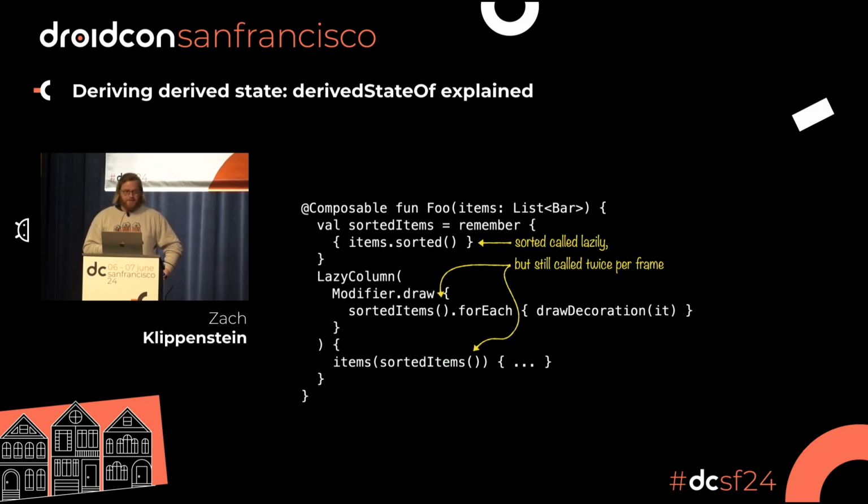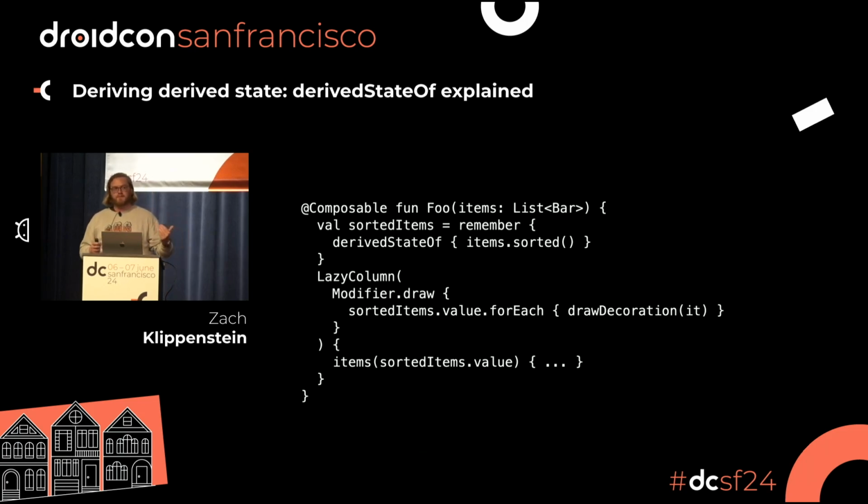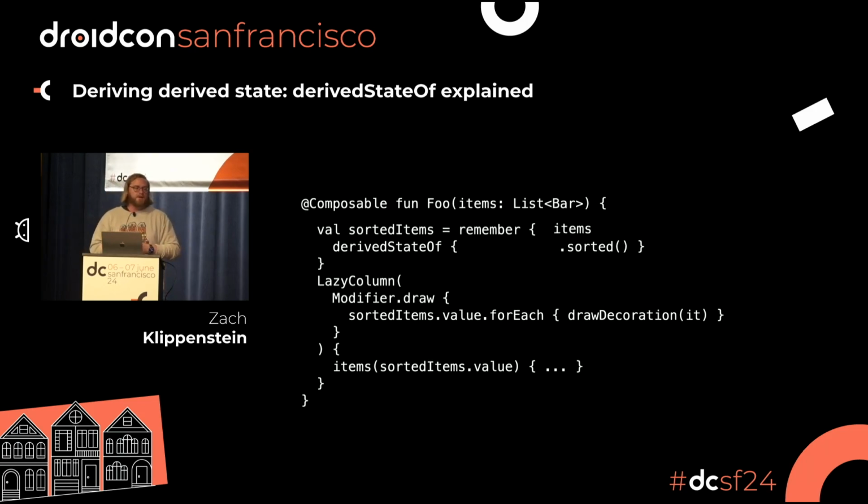So derivedStateOf again comes to the rescue. We do the sorted call in a derivedStateOf. So now it's still lazy. It won't be called until we first need it.